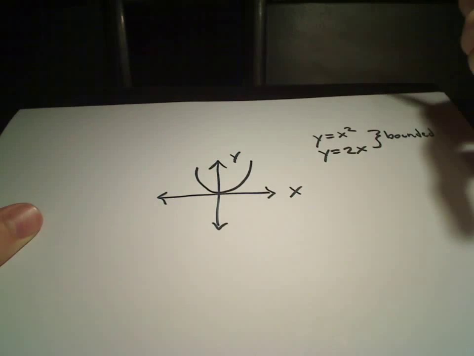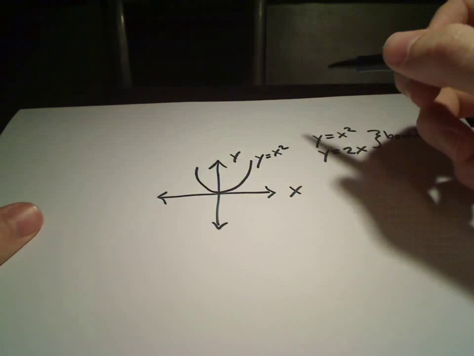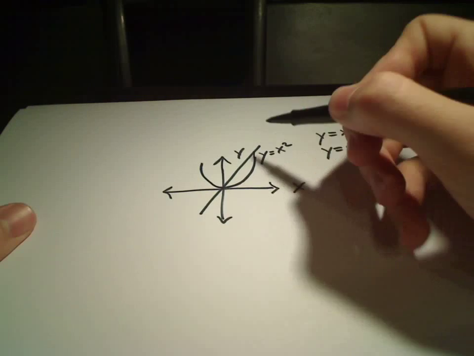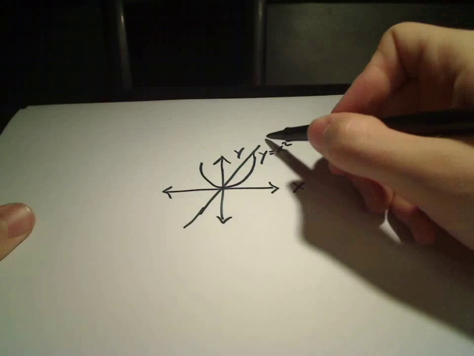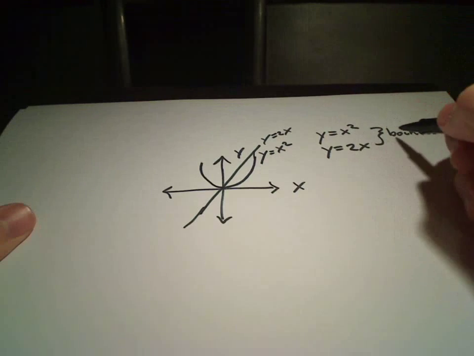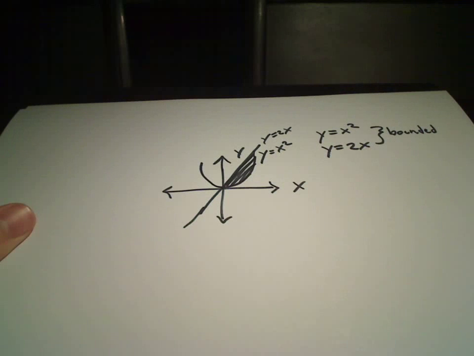We know y equals x squared. I've seen it before. If you're doing calculus, you must have seen it. And the line y equals 2x, which I'll just quickly draw. It's going to be a straight line, something like that. Steeper, less steep, whatever, it doesn't matter. This is just a rough drawing. This is y equals 2x. So it's asking for the region bounded, and that would be right in here.